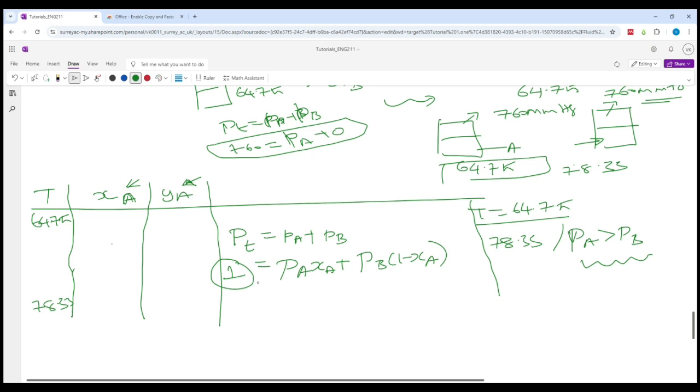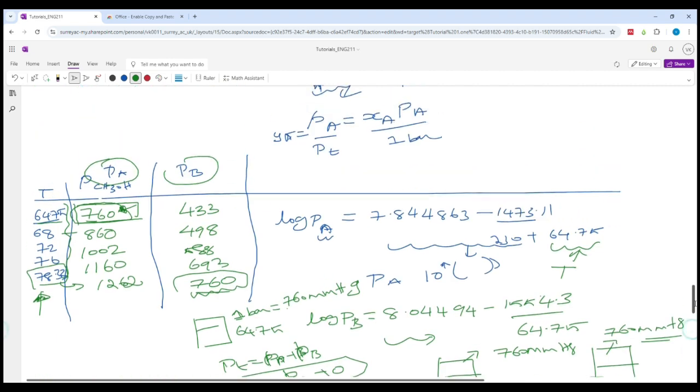Say, for example, at 64.75, if we go back to the table above, we already calculated the values. At 64.75, the vapor pressure of A is 760 millimeters of mercury, and the vapor pressure of component B is 433.